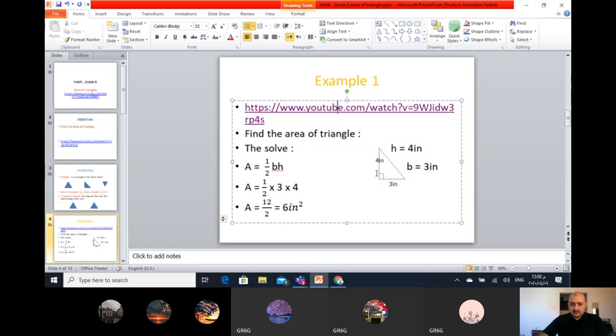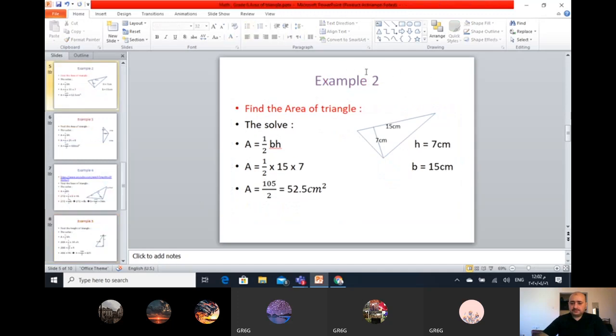So this is our example here. Example 2. Find the area of the triangle. We have this triangle. Here we have the height. The value here will be 7. And here we have 15. This is the information. We have the height 7 centimeters and the base will be 15 centimeters.